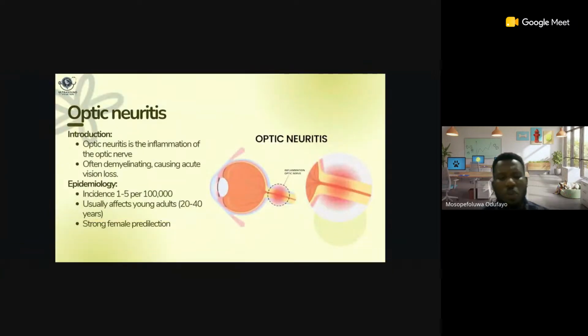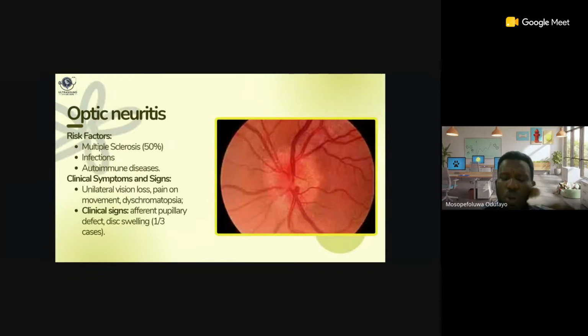Is that okay? Next is optic neuritis, inflammation of the optic nerve. That is what it is. It often leads to demyelination of the nerve and causes acute vision loss. Incidence is 1 to 5 per 1,000 and it usually affects young adults 20 to 40 years. It has a strong female predilection. Risk factors: multiple sclerosis, infections, autoimmune diseases.